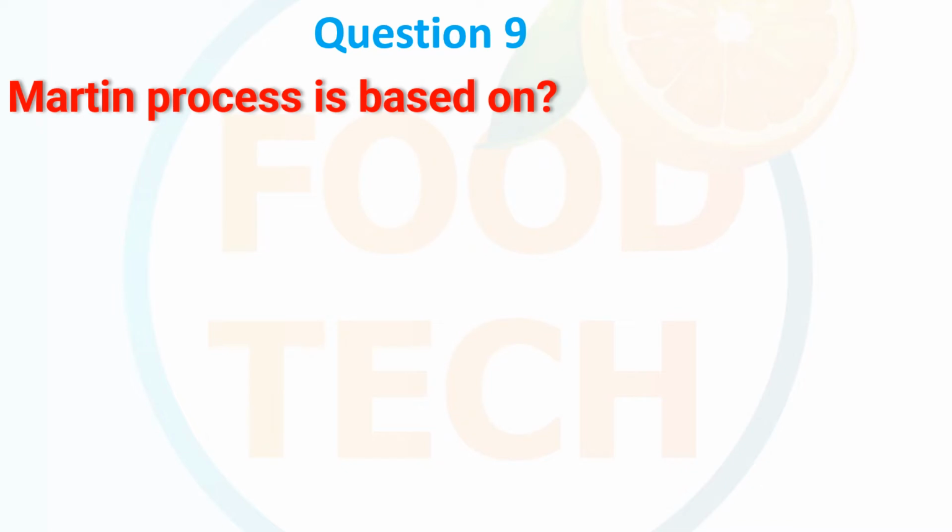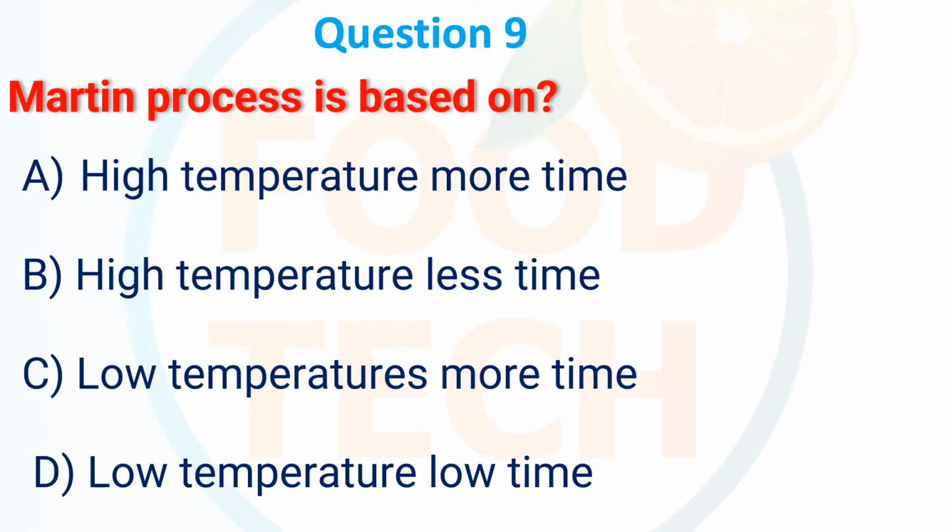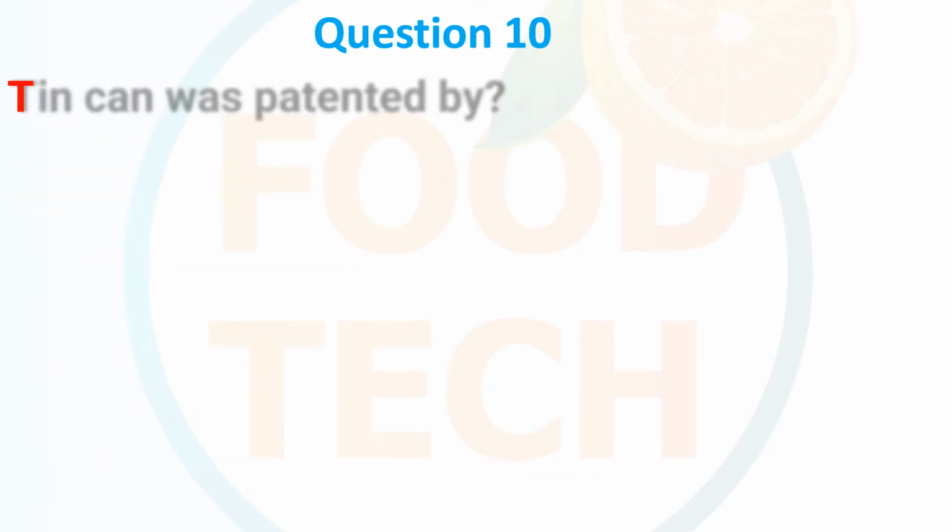Marting process is based on A. High temperature more time. B. High temperature less time. C. Low temperature more time. D. Low temperature low time. The answer is A. High temperature more time.